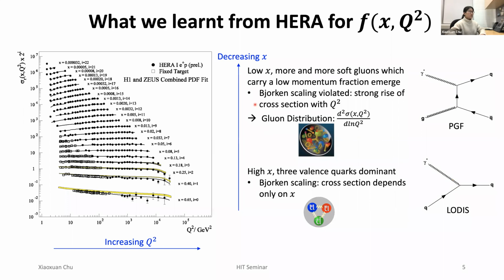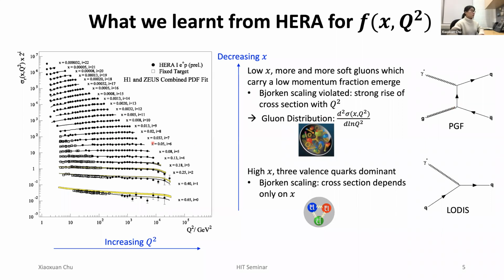If we go to the lower x region, in this region, more and more soft gluons, which carry a low momentum fraction x, emerge. And in this region, we could see a very strong dependence of the measured differential cross-section on Q square. When Q square increases, we could also see the measured cross-section increases. And we call this the Bjorken scaling violated. And actually this violation, and this measured cross-section evolution on Q square, is generated by the gluons. And in this small x region, the gluon-induced process started to play a role in ep collisions.